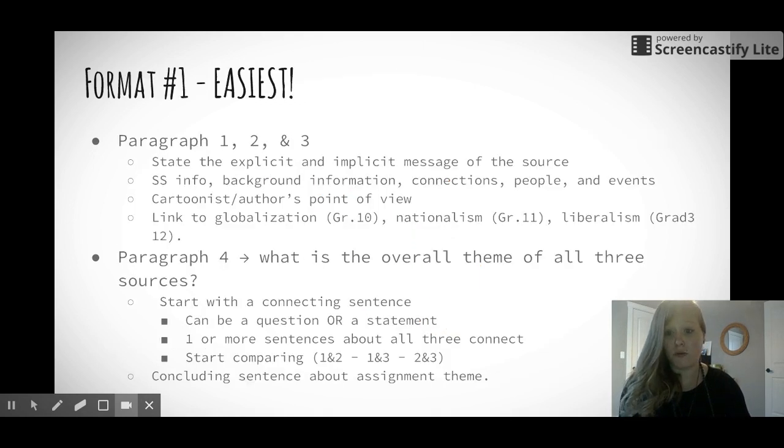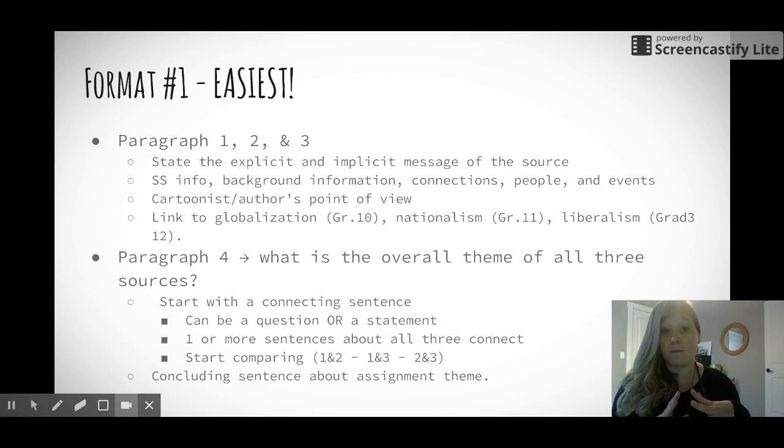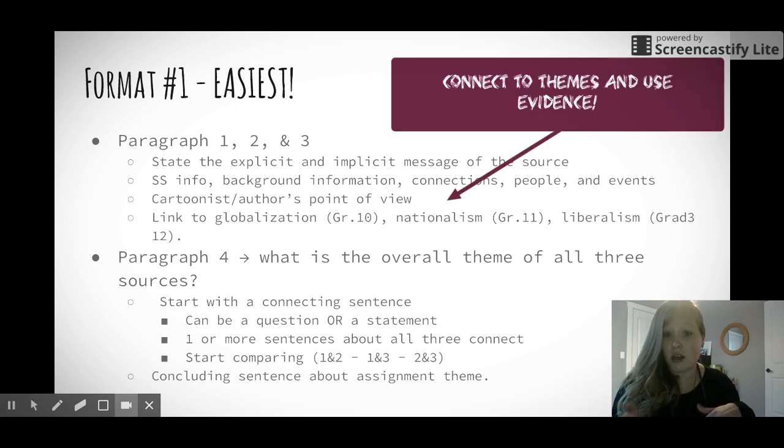Okay, so let's go through formats now that we went through the planning part. So format number 1 is my favorite, and it's also the easiest, so I suggest you do it. It's where you go through paragraphs 1, 2, 3, and you write a paragraph for each source, kind of like we went through before. State the explicit and implicit message of the source. Connect to social info, background information, people, events. So include evidence. Tell me the author's point of view. And again, link back to globalization if you're in grade 10, nationalism in grade 11, and liberalism in grade 12.